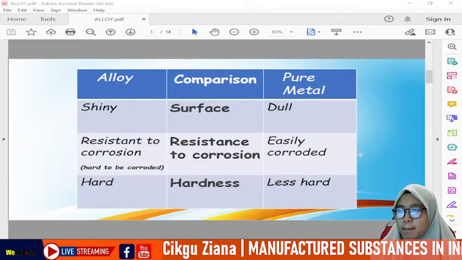So this is the table of the comparison between alloy and also the pure metal. For the surface, alloy has a shiny surface, while the pure metal has a dull surface. For the resistance to corrosion, alloy is resistant to corrosion, which is hard to corrode, and pure metal easily corrodes. For the hardness, alloy has a hard structure, and the pure metal has a less hard structure.